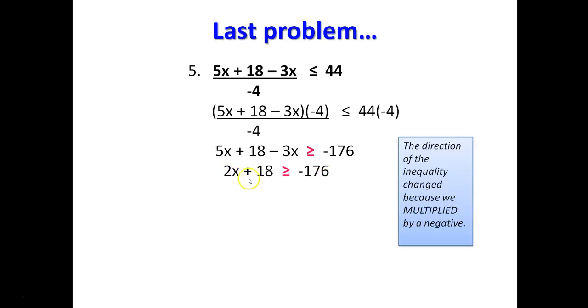How do I get x alone? Got to get rid of my 18. The opposite of adding 18, we subtract it from both sides of the inequality. So I have 2x is greater than or equal to negative 194. Now I have 2 times x, so the opposite of multiplying by 2 is to divide by 2. 2 divided by 2 is 1. Negative 194 divided by 2. Now will we change the direction again? No. x is greater than or equal to negative 97. The last step we divided by a positive. The only time you change it is if you multiply or divide by a negative.